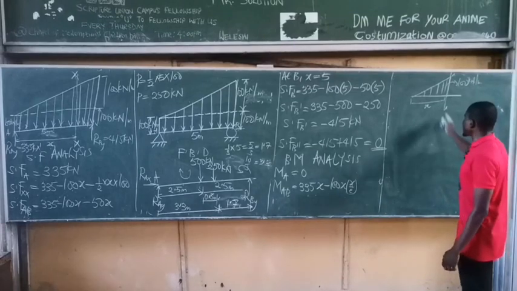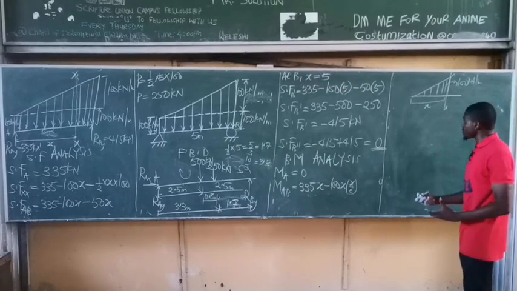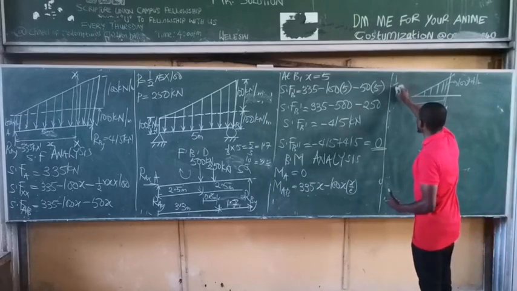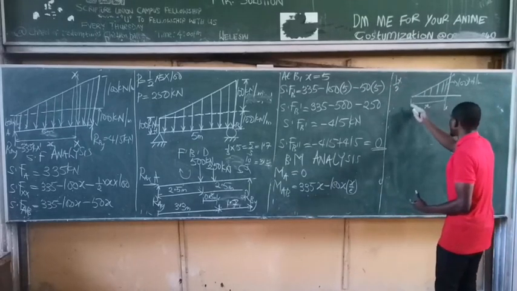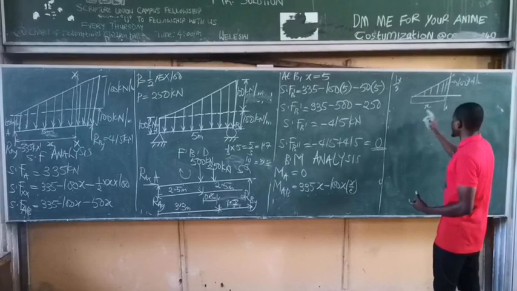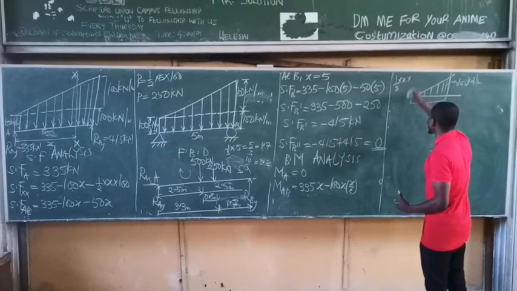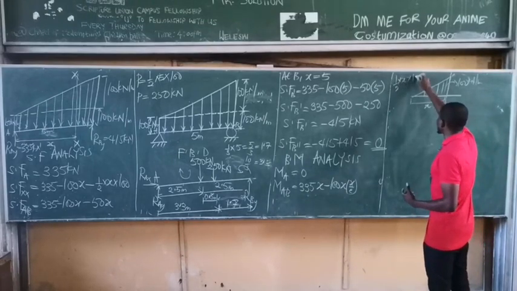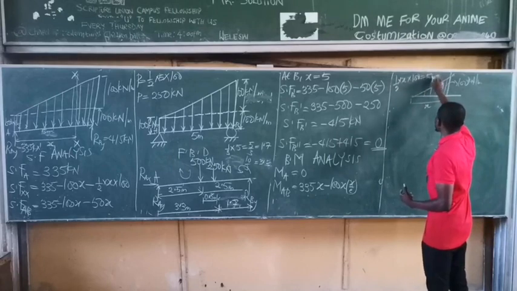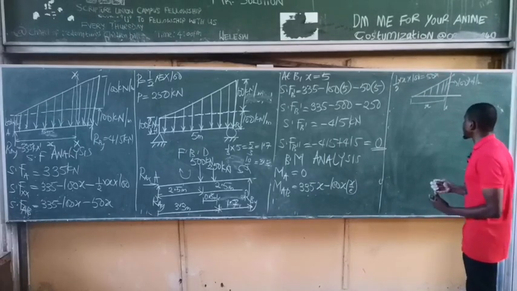So first of all, to convert this UVL to a point load, we simply take the area of the shape, which is simply half base. Base now is the length of the UVL about the point of section, which is x. So x times height. Height is the maximum load, which is 100. So this will simply give us 50x. This becomes the point load of the UVL.